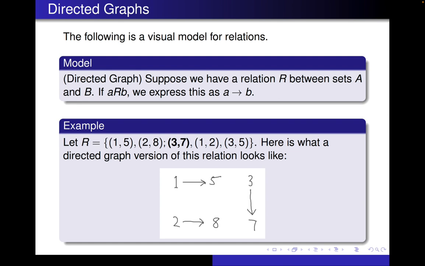Now the next one is 1, 2, and notice that 1 and 2 are already part of our directed graph. We don't have to write them again. We can just take the existing 1 and 2 and draw an arrow from 1 to 2. And with 3 and 5, it's the same thing. We already have 3 and 5 in our graph. We just have to draw an arrow from 3 to 5. And there's our directed graph model for that relation.